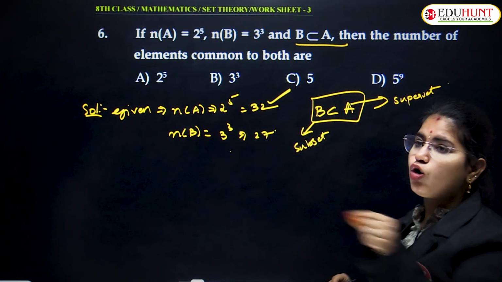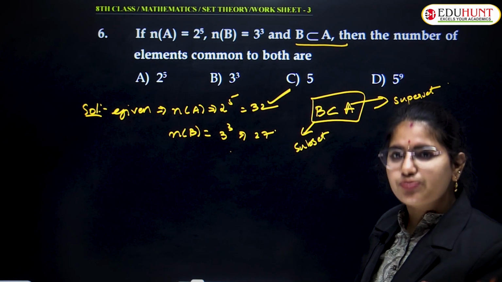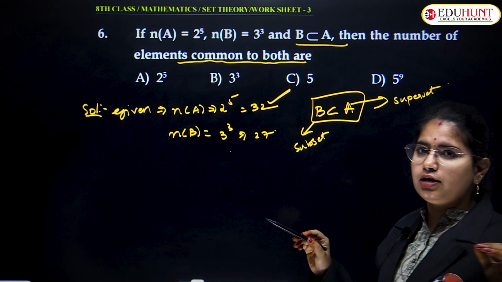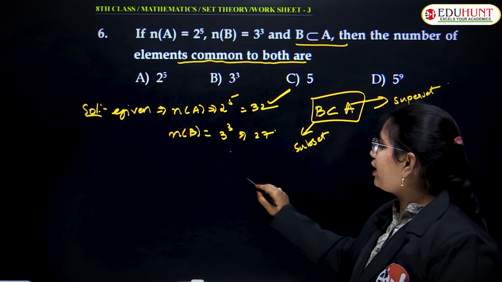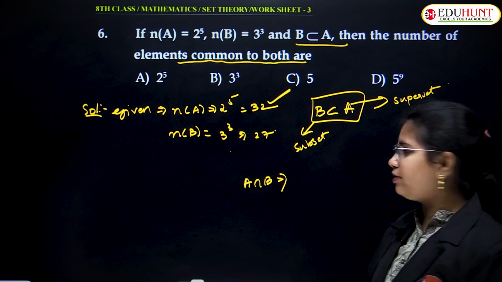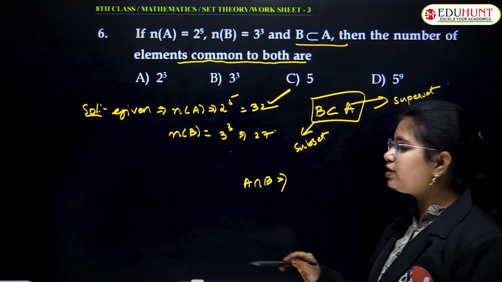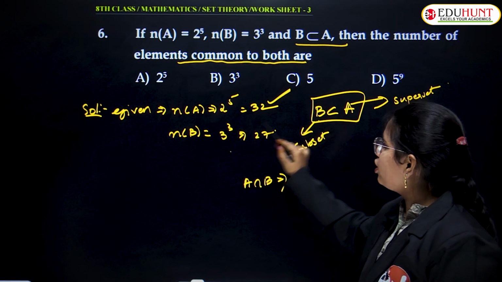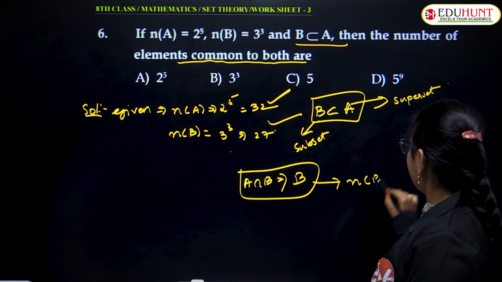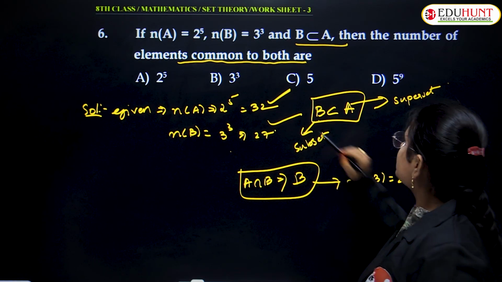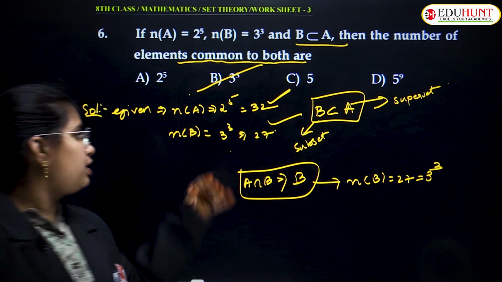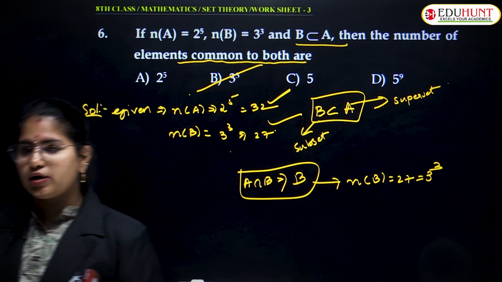Then the number of elements common to both. It is like the previous problem only. If you find this type of elements common to both, you have to find the intersection, right? So A intersection B means you have to take the smaller set of B and A. What is the smaller set over here? It's B, which is 27. A intersection B is B. So n(B) is given as 27, which is 3 cube. So what is the answer? It is option B. If they were asking A union B, in that case you have to prefer 2 power 5. Am I clear what is the answer?